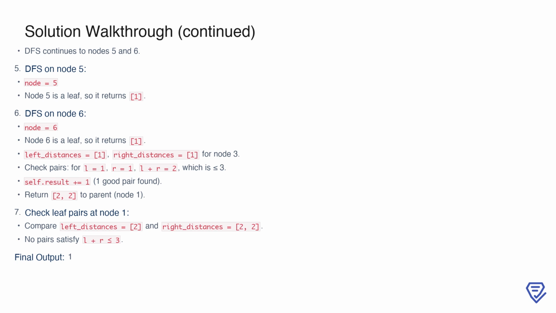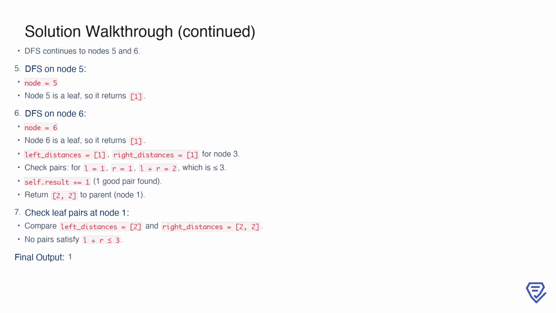For the pair L equals 1 and R equals 1, the sum is L plus R equals 2, which is less than or equal to the distance of 3. This forms a good pair, so we increment the result count by 1. Before returning to the parent, node 3 increments these distances by 1 and returns 2, 2 to node 1.